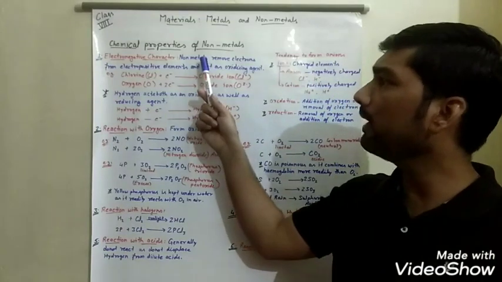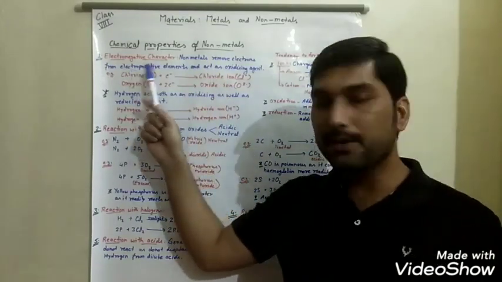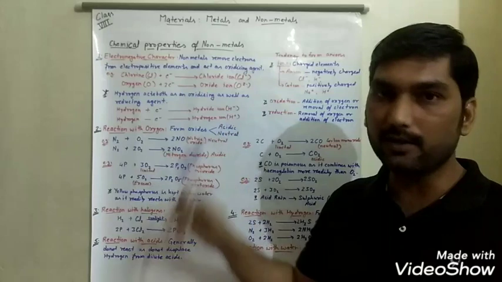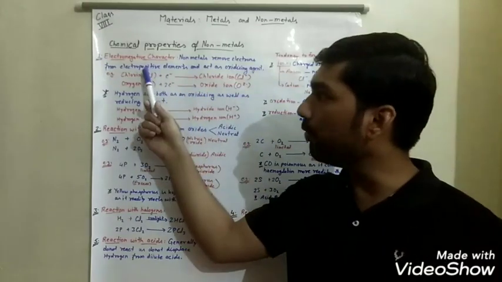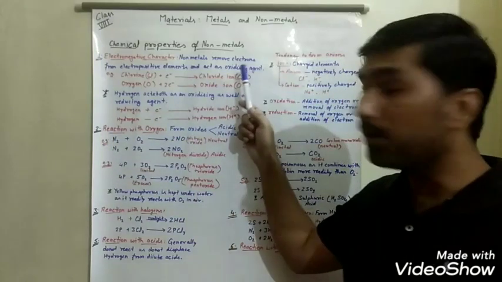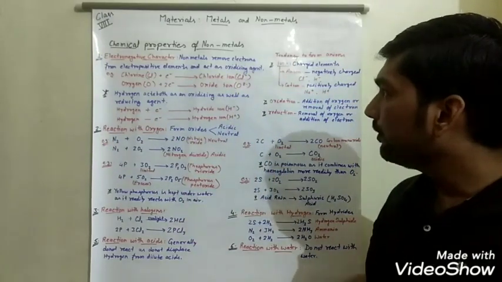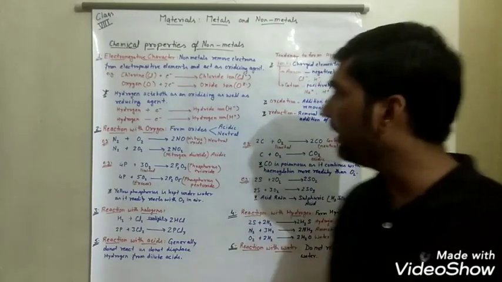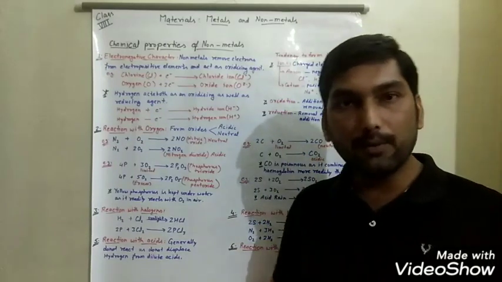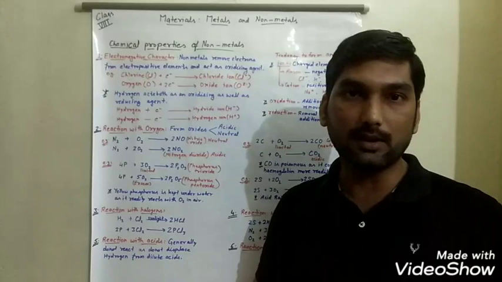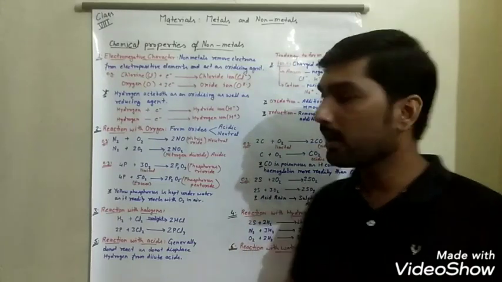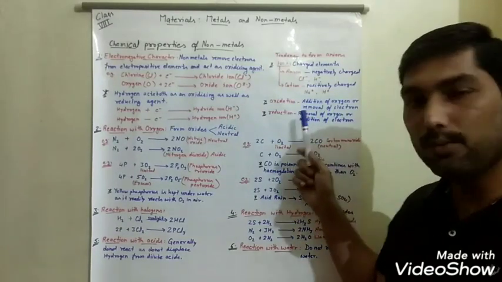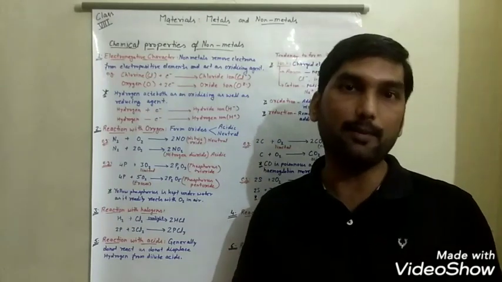So non-metals remove electrons from electropositive elements and act as oxidizing agents. We will see what these words mean, electropositive, electronegative, and oxidizing agent. First, many of you may be aware of a process known as oxidation. What do we mean by oxidation or reduction in chemistry? Oxidation is the addition of oxygen or removal of electrons from an element.